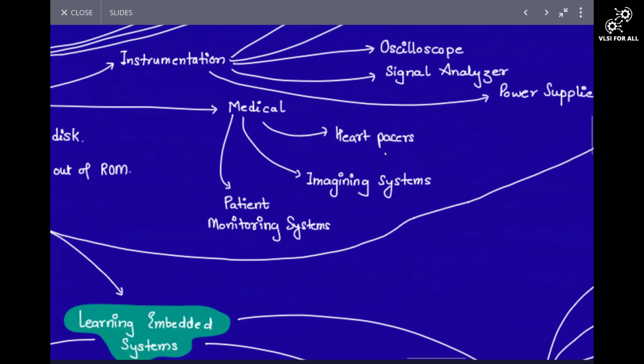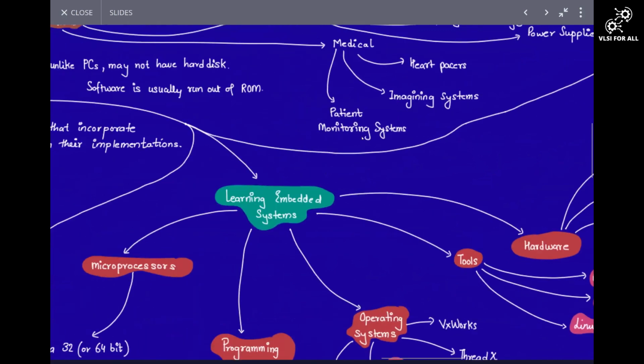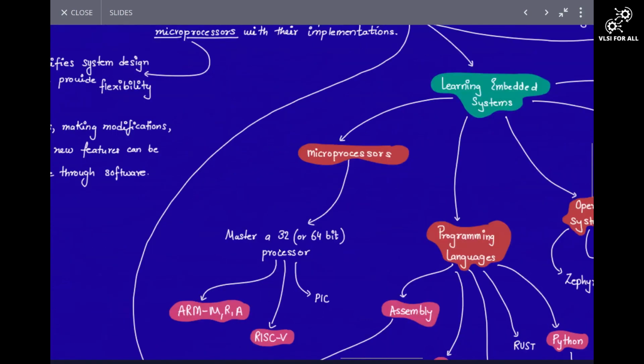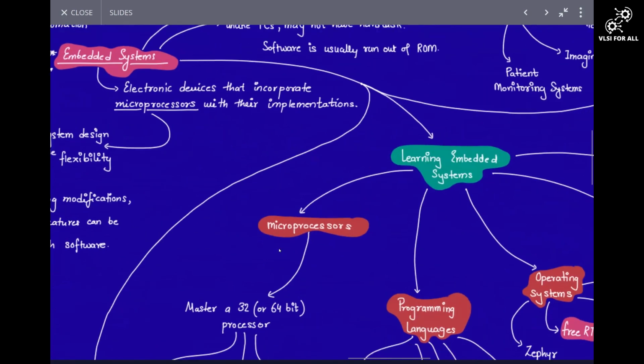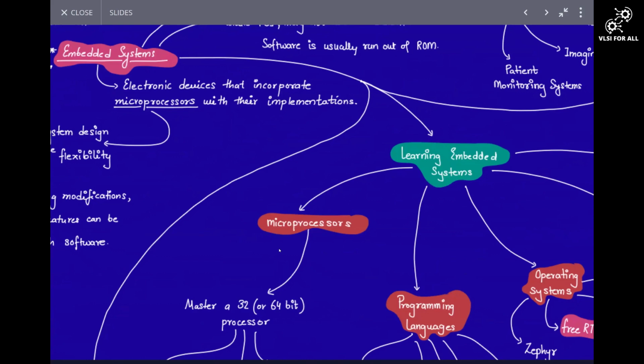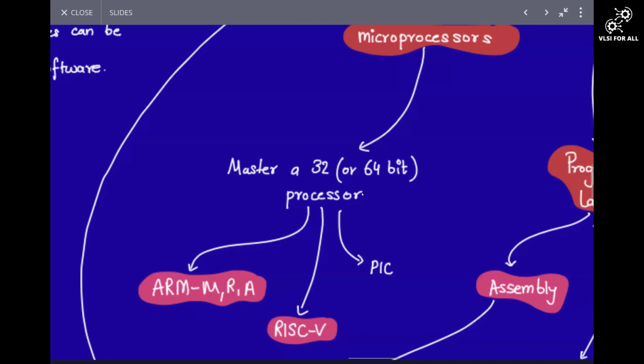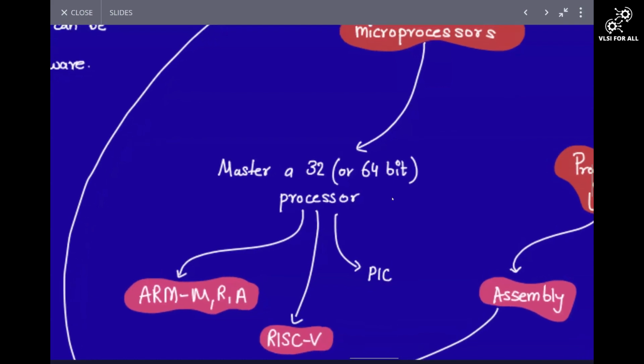So what do you need to master in order to master embedded systems? The first thing we have discussed is microprocessors. What kind of microprocessors? It can be a huge microprocessor that you use in an embedded system, right? A simple thermostat need not use the laptop processor. Embedded systems are very simple. They have a specific task at hand. So you need to master a 32-bit processor. Mostly that is sufficient.